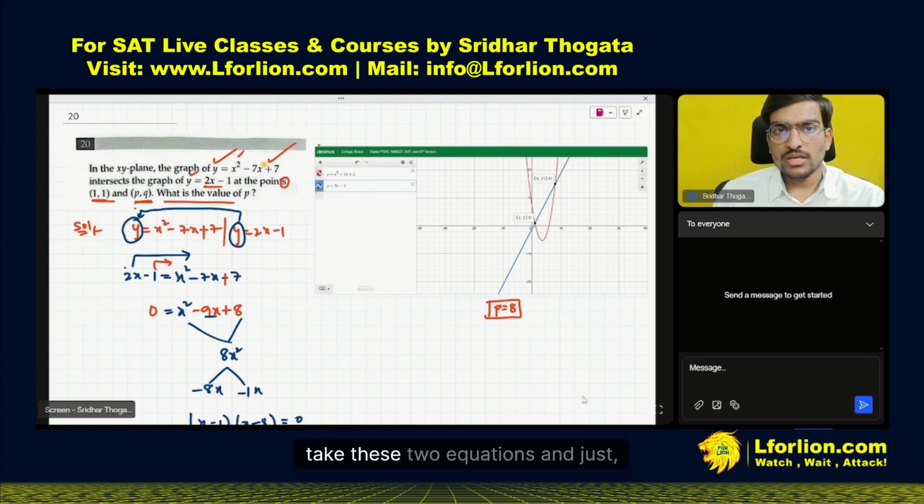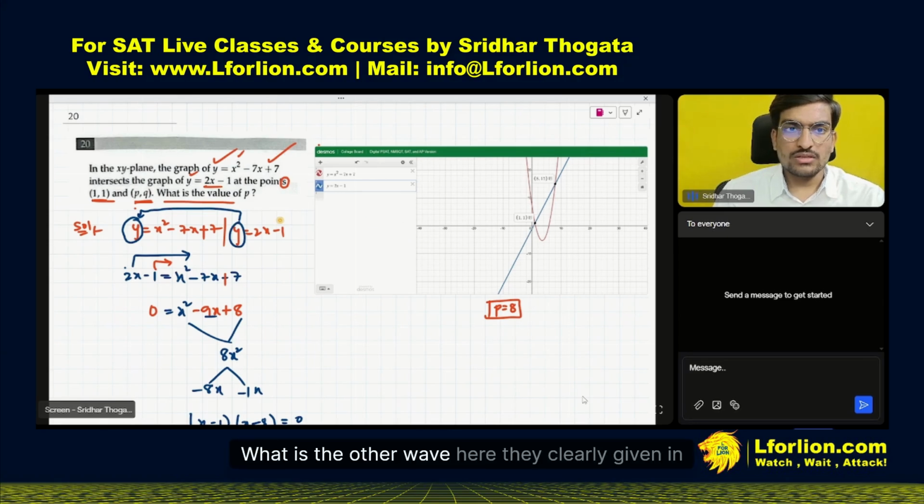First of all, take these two equations and just put them in Desmos. You're going to get 2 points, which are (1, 1) and (8, 15). So you already have (1, 1) and (8, 15). They are asking for p, so the p value will be 8. So this is one way of doing it.